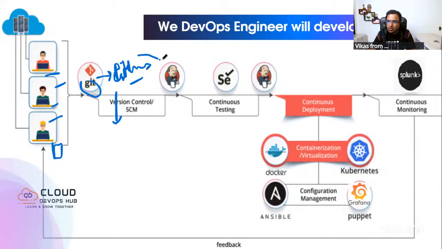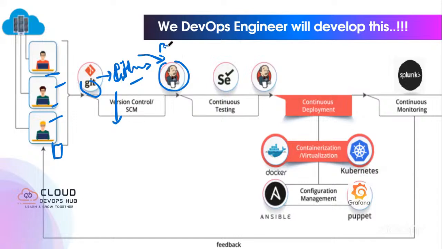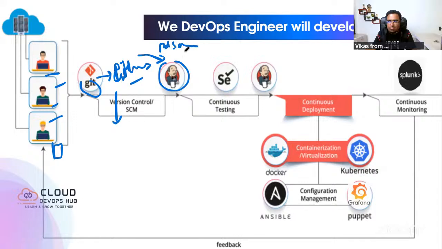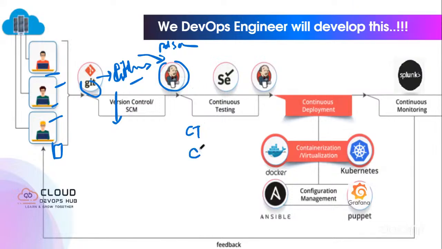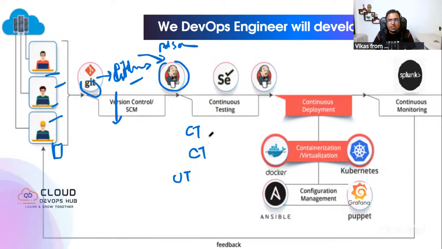From GitHub, the Jenkins integration happens. With the help of the pull SCM option, the code will be pulled, and the continuous testing, CI, or what we can say unit testing, or any of the testing, whatever is written, should happen. It's Selenium testing, every type of testing will happen, and the build will be created.